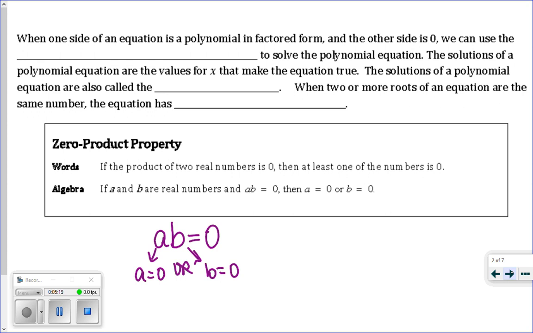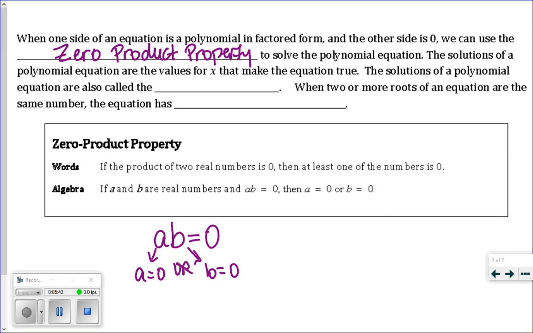So actually, I might have skipped something. I started from the beginning. So when one side of the equation of a polynomial is in factored form, and the other side is 0, there you go. We can use the zero product property. I jumped to the other line. We can use the zero product property to solve the polynomial equation.